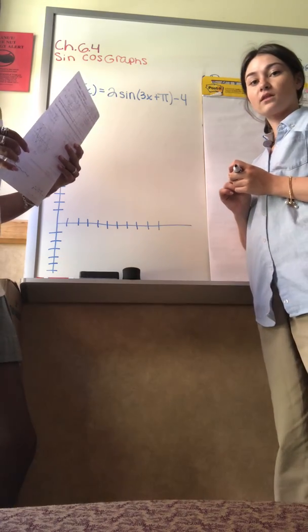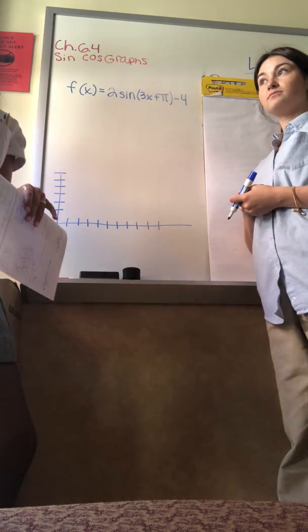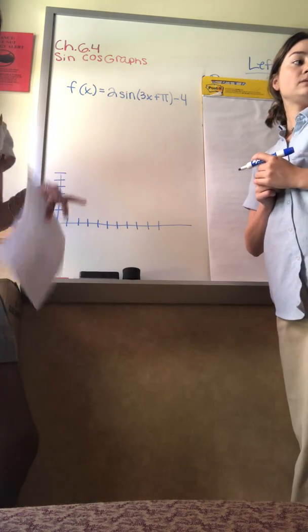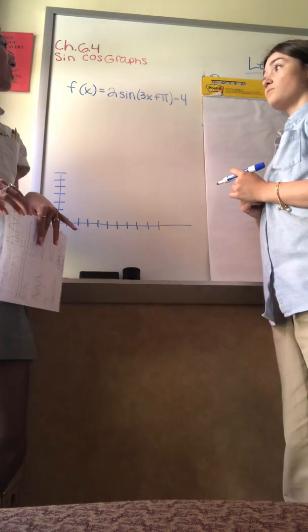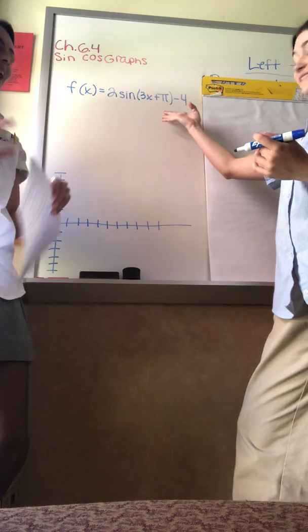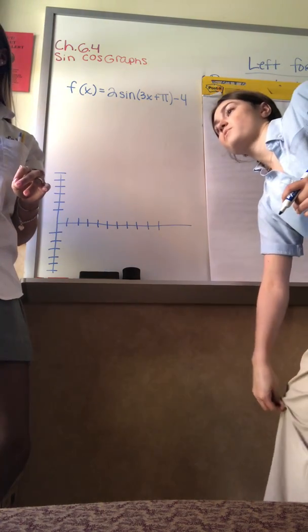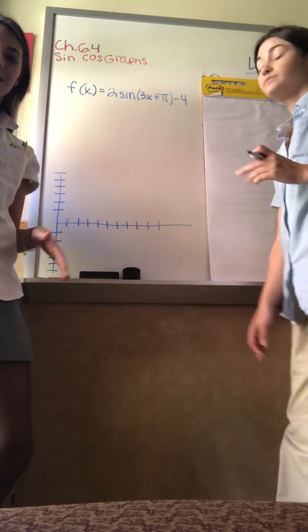Graphing sine and cosine functions. So the first step when graphing a sine and cosine function is you need to find the a, b, h, and k values, which come from the equation. They're also known as the amplitude, the period, the horizontal shift, and the midline.